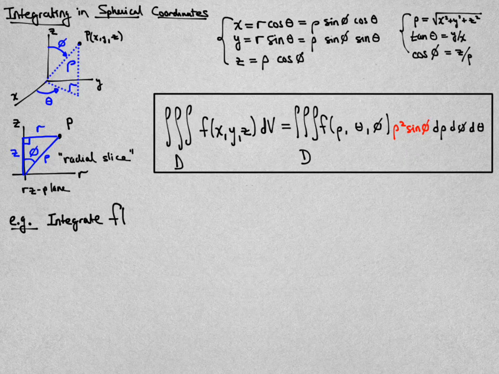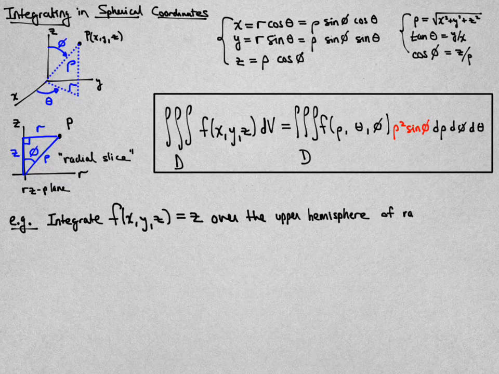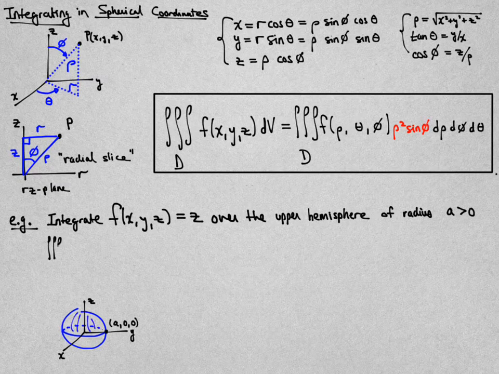Let's look at an example. Suppose I want to integrate the function f(x, y, z) equal to z over the upper hemisphere of radius a. So what I'm going to do is take a sphere, put it at the origin, and set the radius to be a. So a is some positive number, and I just want to take the upper hemisphere of it. So everything where the z coordinate is non-negative, so the top half of the sphere. And I want to integrate over that hemisphere the function z.